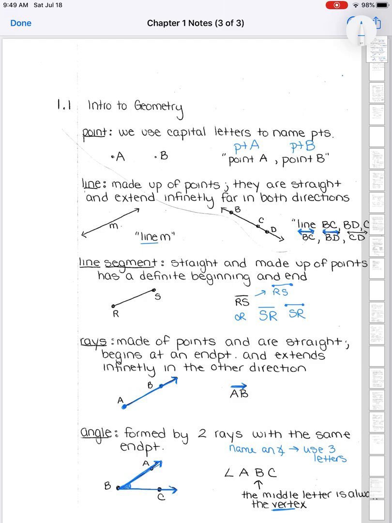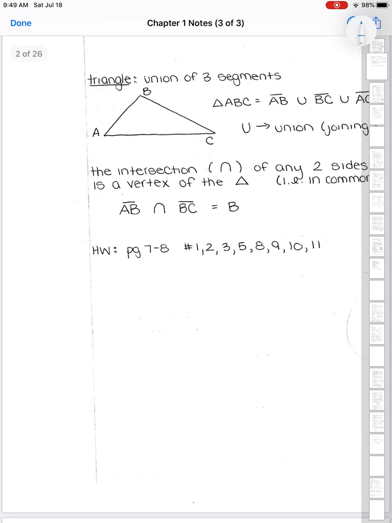So when you name an angle, you have to use 3 letters. That is one of my rules, so just make sure when you name an angle, you use 3. So this could either be called angle ABC or angle CBA.